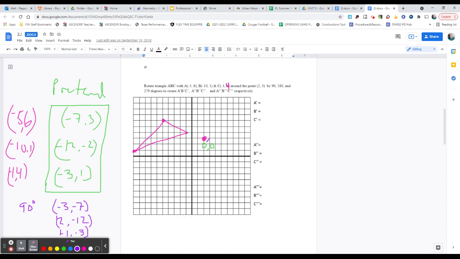Okay, from here, these are going to be our new coordinates right there. Not our actual coordinates, but our pretend coordinates. Because when we rotate 90 degrees, we flip the x and the y, and change the sign of the new x. So when we rotate this thing 90 degrees, we're at negative 3, negative 7.